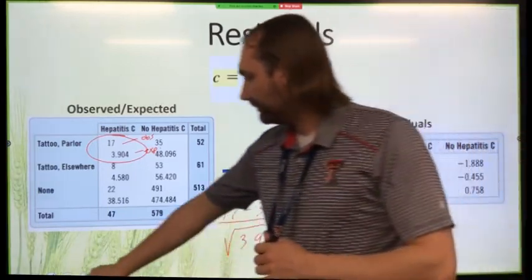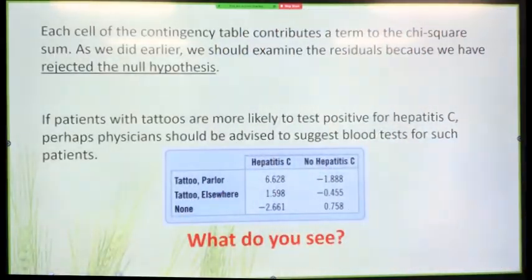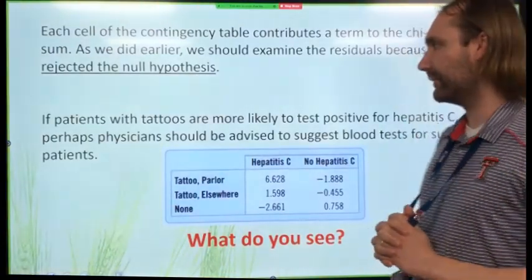Now, look at that table. If we can recall, each cell of the contingency table contributes to a term in the chi squared. I've heard some people say chi squared, but it's also chi. I know this is another way of saying it, but we'll go with chi because that's what I hear mostly online. I had to double check to make sure I was saying that right too. As we did earlier, we should examine the residuals because we have rejected the null hypothesis. So remember when we did this? We rejected it. And if you reject it, check the residuals.